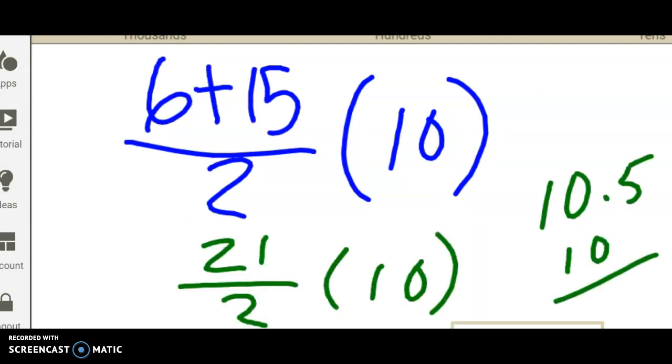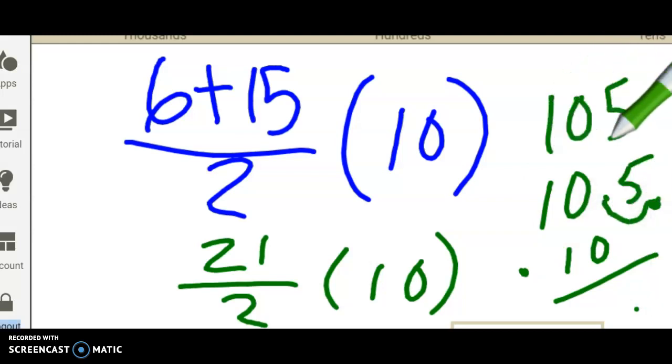And this is one of those trickier ones. When we add the 6 plus 15 and we divide it by 2, it becomes 21 over 2. When we cut that in half, it becomes 10.5. Well, then we have to multiply it by 10. And it's a little trickier only because when we multiply anything by 10 or 100 or 1,000, the only thing we have to do is move the decimal point. So we move our decimal point over and our answer becomes 105.